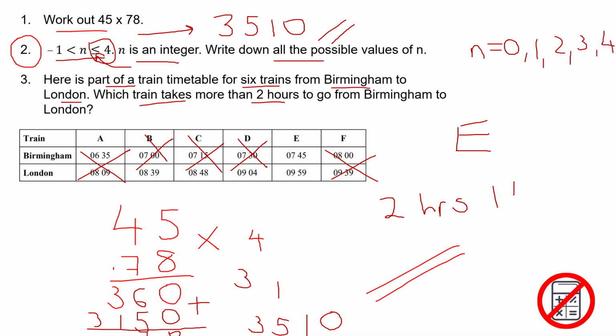The rest of them are just under 2 hours, but yeah, A, B, C, D and F are under 2 hours.